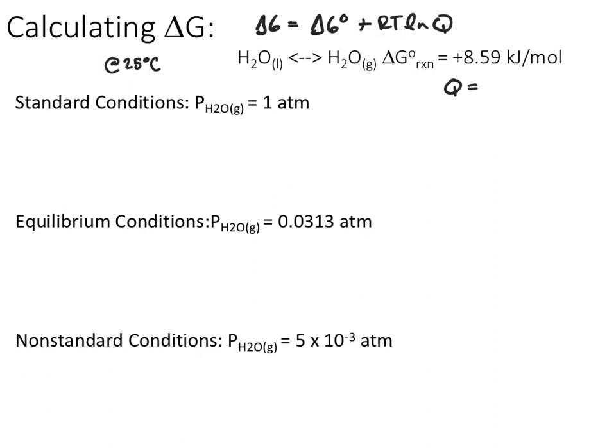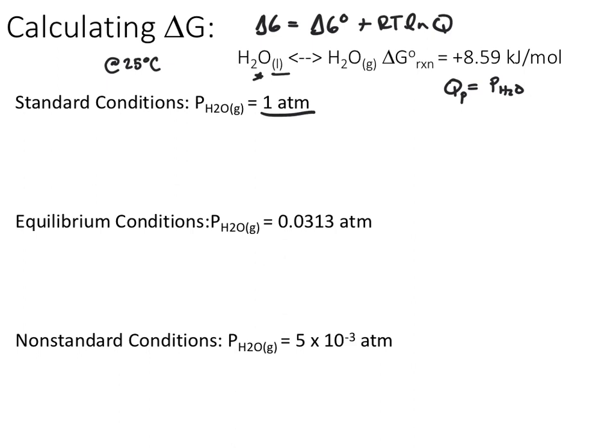In this case, our Q value is going to be equal to pH2O. We can represent it as QP if we wanted to, because in this case, we're only paying attention to the gaseous phases. And why is that? Remember, pure liquids and solids do not get included in the equilibrium expression or the reaction quotient. In this case, because we are at standard conditions, we know that the partial pressure of the water is going to be 1 atm. Why? Because that's the definition of standard conditions for gases.